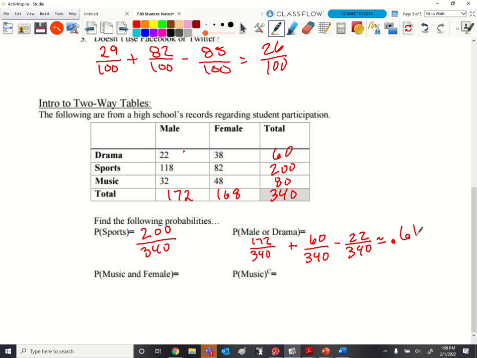Okay. Now, what about the sports? We didn't do that one. Maybe we should. What's that, 0.55? I don't know. I can't remember. So, let me see. 200 out of 340, 0.58. Okay, sorry. All right, 0.58.